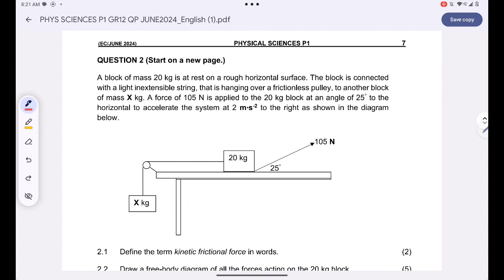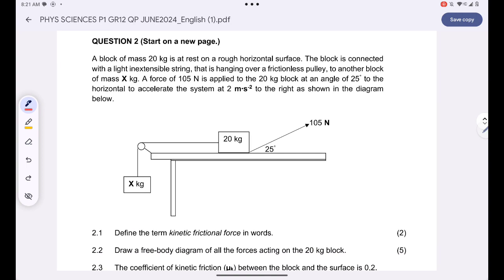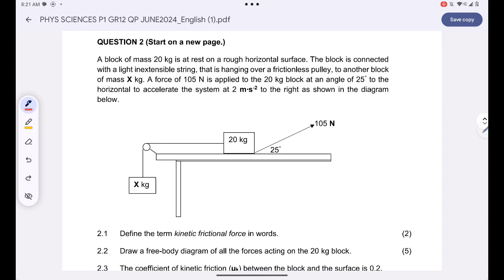This is question number 2, guys, from the mid-year examination, which was written in the year of 2024 in the province of Eastern Cape. And please do expect a total number of 9 videos, since the question paper has 9 questions in total. And guys, it's very important for you to know how to tackle exam questions.